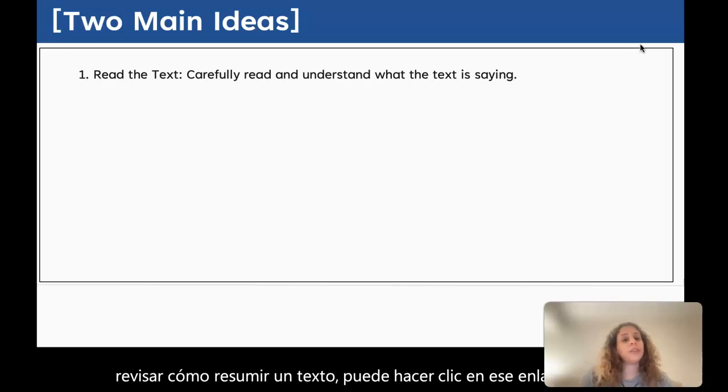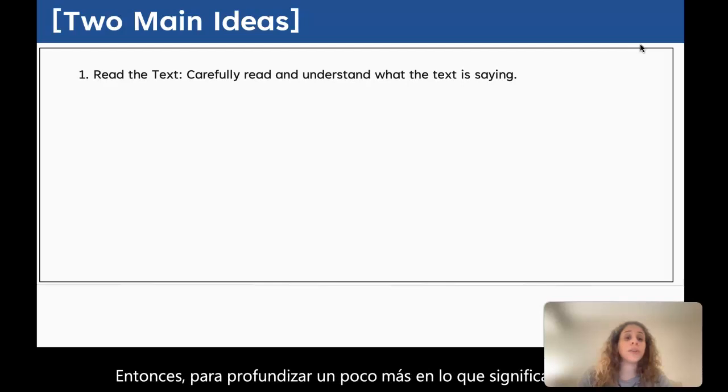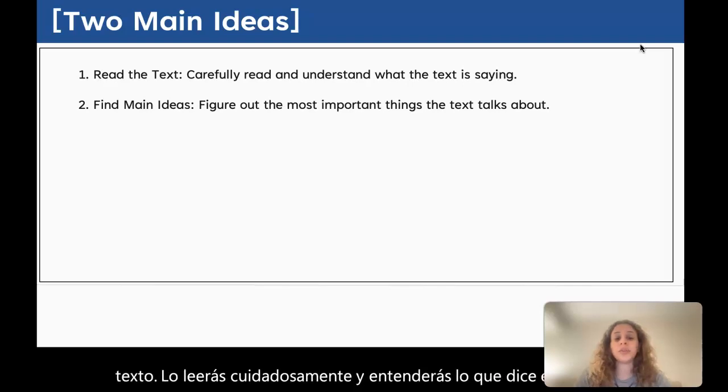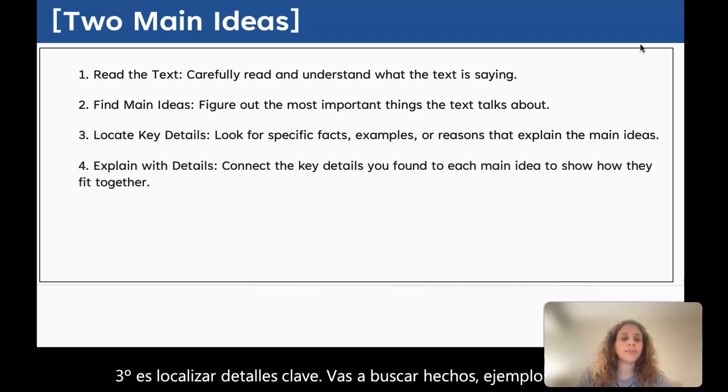So to dive a little bit deeper into what it means to find two main ideas, the first thing you're going to do is you're going to read the text. You're going to carefully read it and understand what the text is saying. Second, you're going to find the main ideas, and the way to do this is to figure out the most important things the text talks about. And you can do this by finding words that tend to repeat. Third is locate key details. You're going to look for specific facts, examples, or reasons that explain the main ideas.